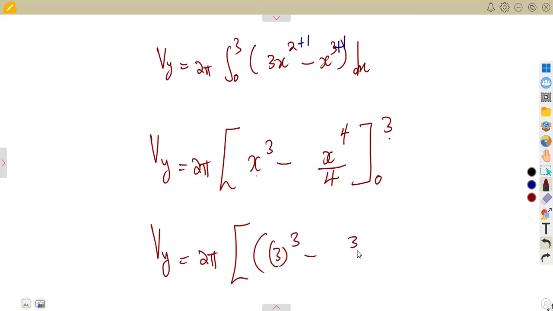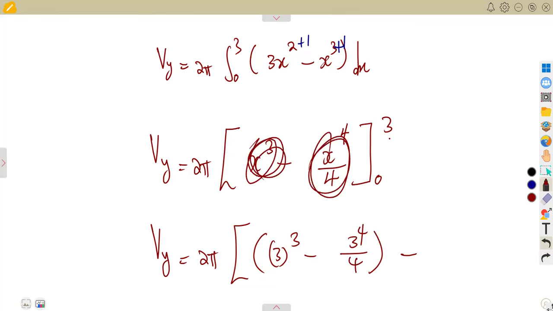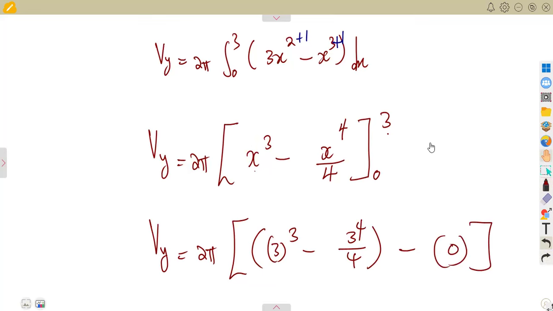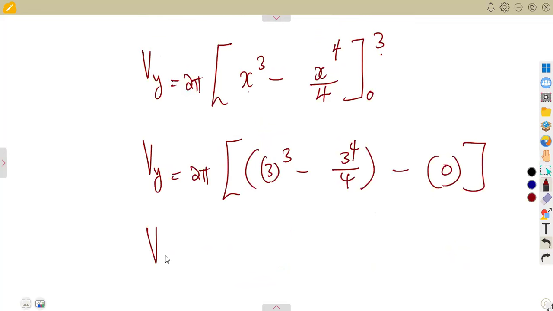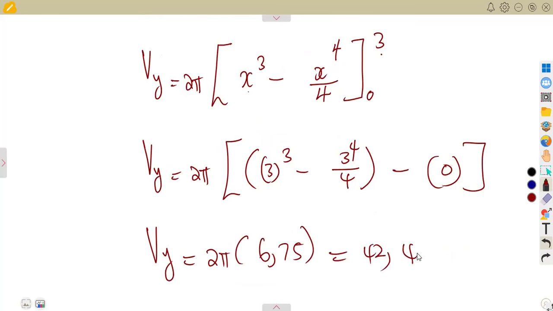So that will be 3 to the exponent of 4 over 4 like this. So this is it. As you can see, that's a 0 here. That's a 0 there. So meaning to say there is nothing that you're having here. So that's it. That is the volume with respect to y. So if we were to simplify properly, this was going to give us 2 pi times 6.75, which is something like 42.412 cubic units. That's it.